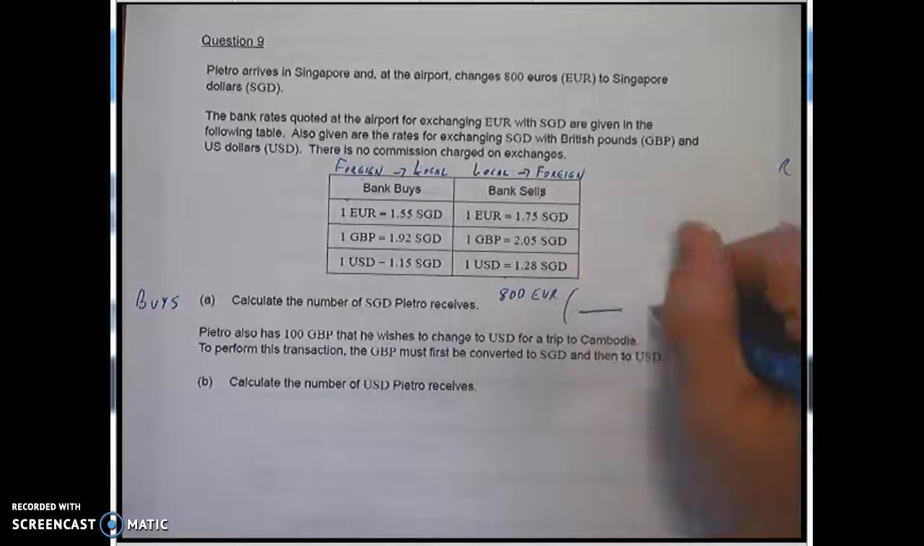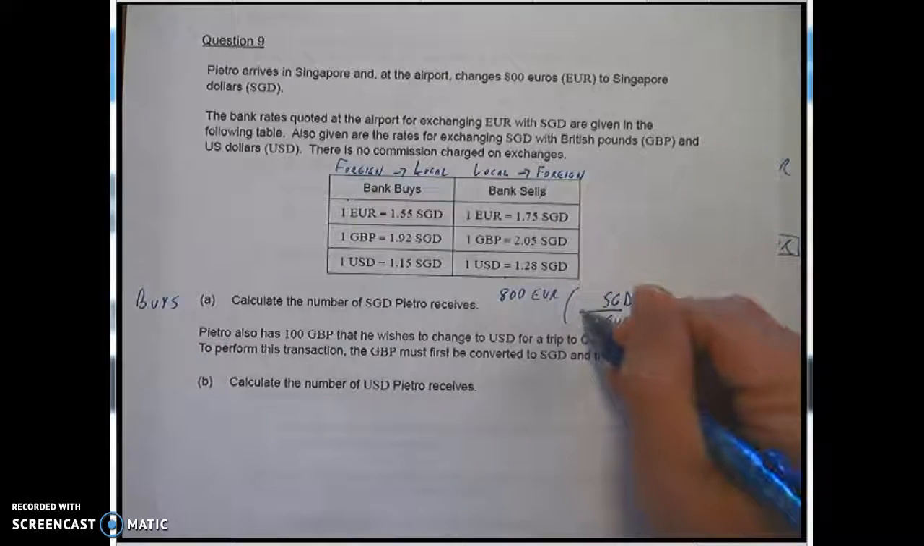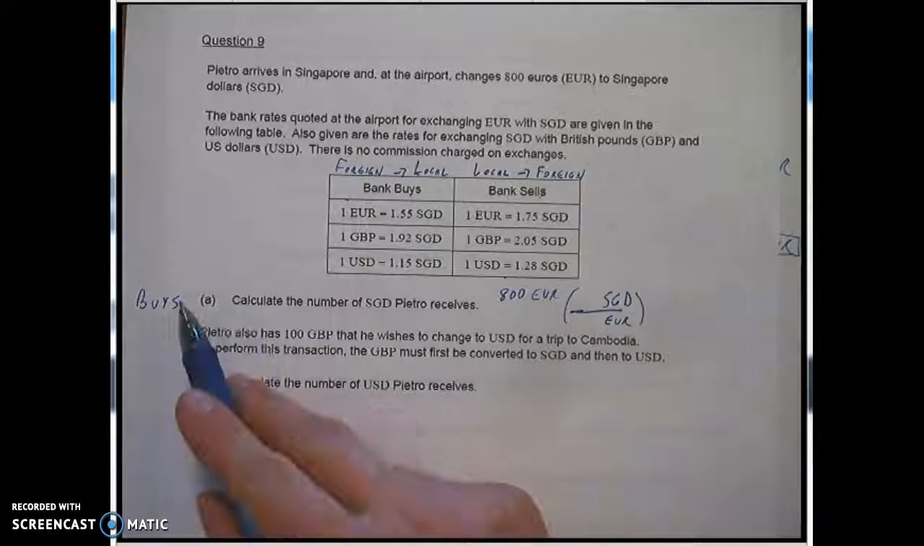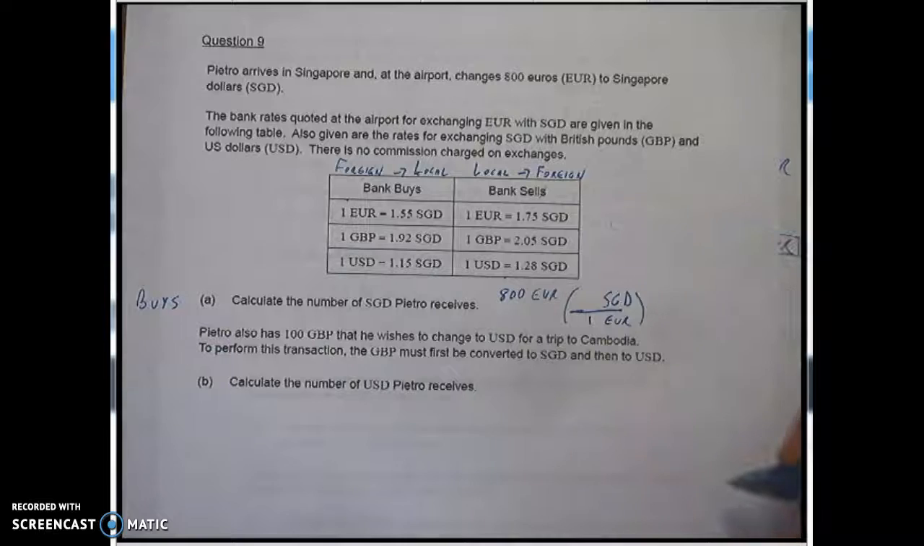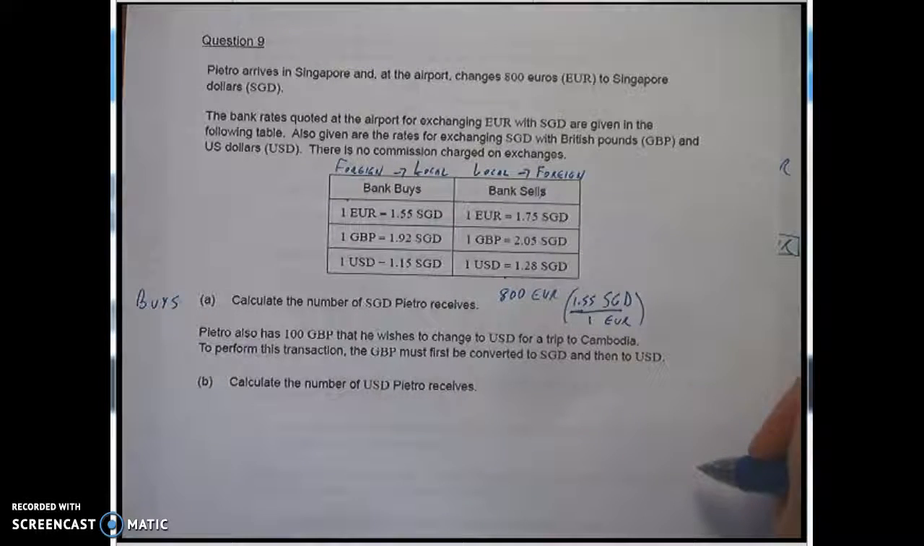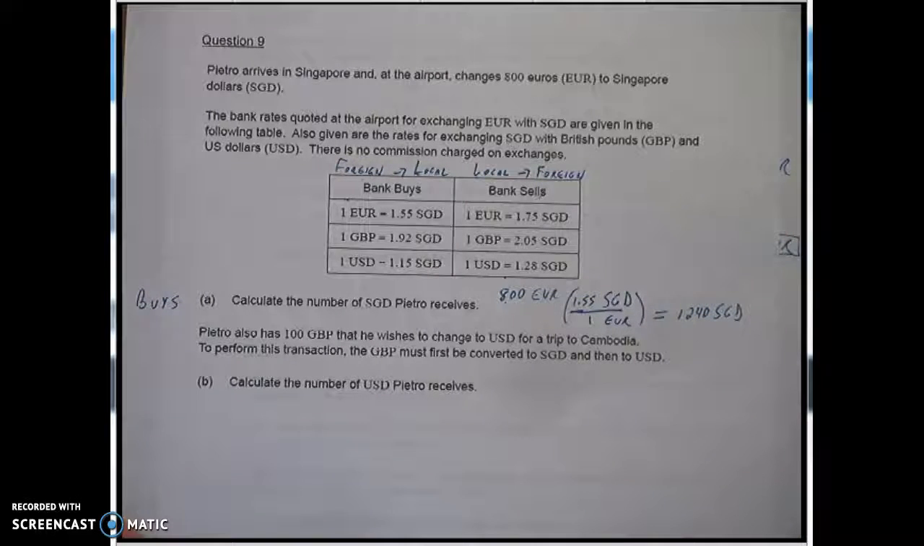We're going to use our proportion. On the bottom, we're going to have euros, and on the top, we're going to have Singapore dollars because it's exchanging for Singapore dollars. So the question is, what's the exchange rate from Singapore dollars to euros? We're using the buying rate, so it's going to be 1 euro on the bottom and 1.55 Singapore dollars on the top. So we're essentially multiplying 800 times 1.55. That's 1,240 Singapore dollars is the answer for that one.